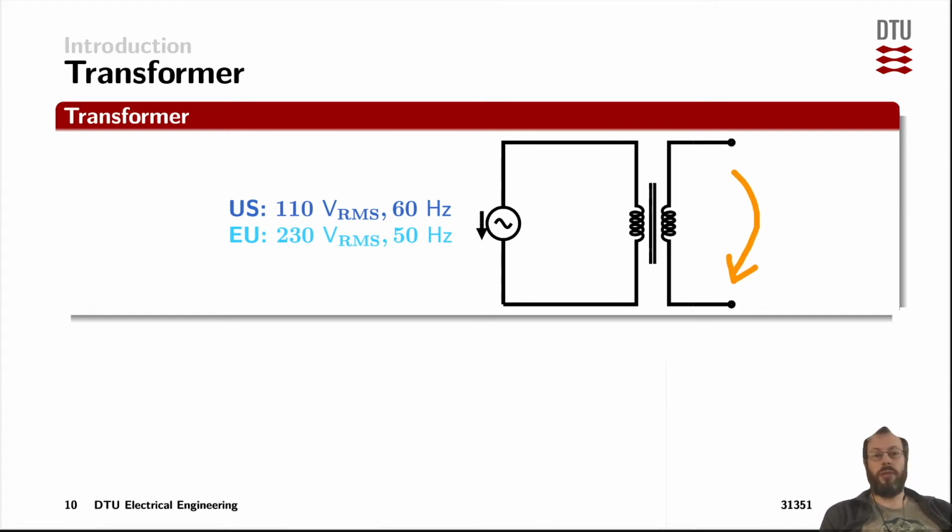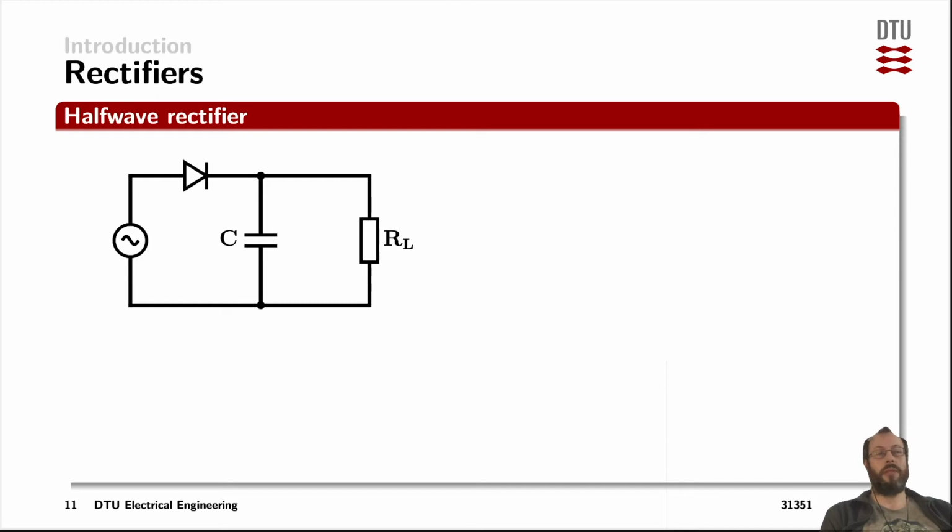Now after that transformer, typically the next thing you would see is a rectifier here. The simplest kind of rectifier you can imagine is a half-wave rectifier. In a half-wave rectifier, you only have one diode up here, and then at the output you have a capacitor to store the energy and provide energy to the load when the grid voltage is too low.